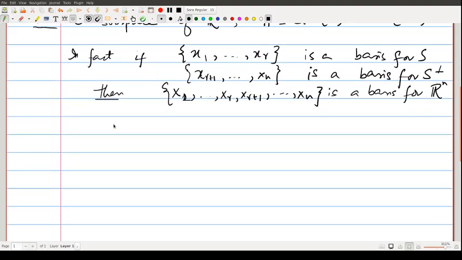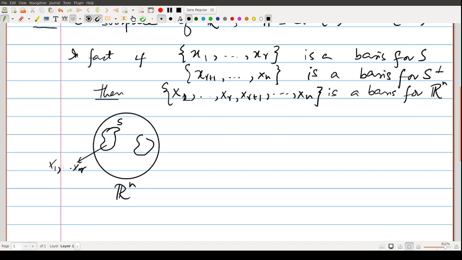If you have Rn, you're able to find some subspace S for which you have a basis x1 to xr, and you have another space, the orthogonal complement S complement, which has basis x(r+1) to xn. When you put these two collections together, you get the entire n-dimensional real space. Okay, so that's the idea.